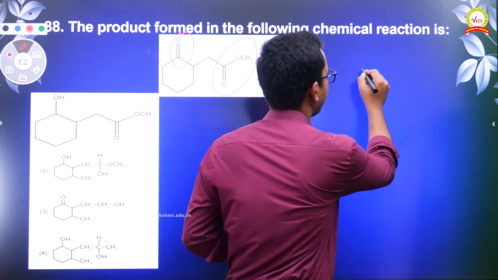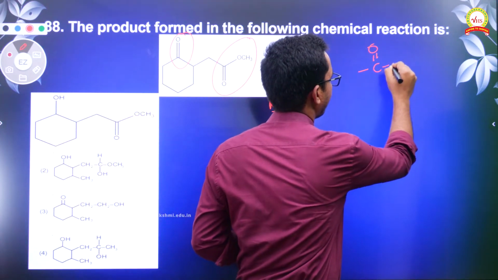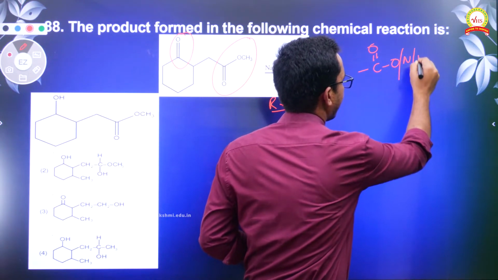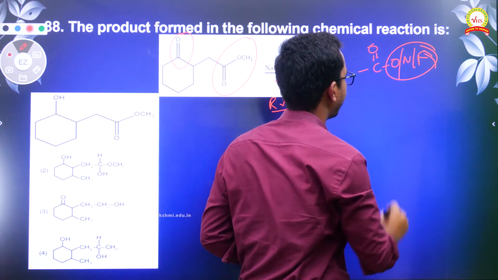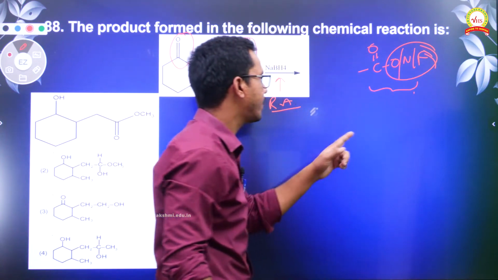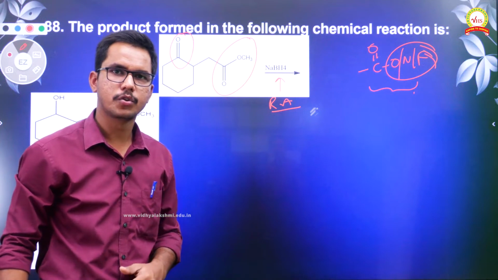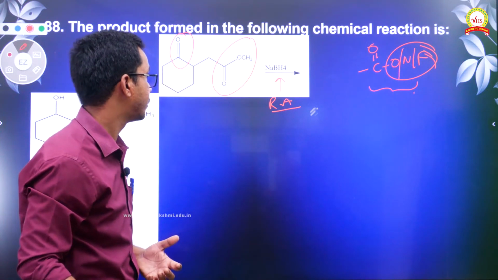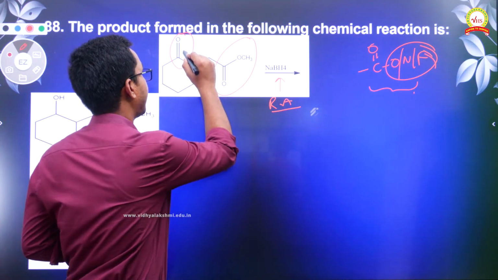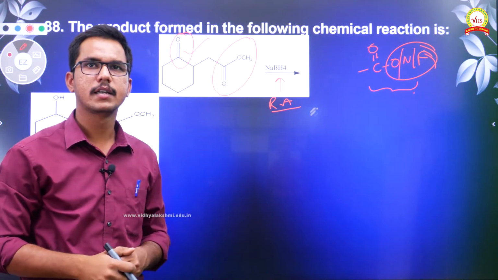Not only esters, if we have any other compound like C double bond O, O, R, N, R, F, any one of these combinations cannot be reduced by using what? Sodium borohydride. In this case, sodium borohydride selectively reduces only the ketone, not the ester.